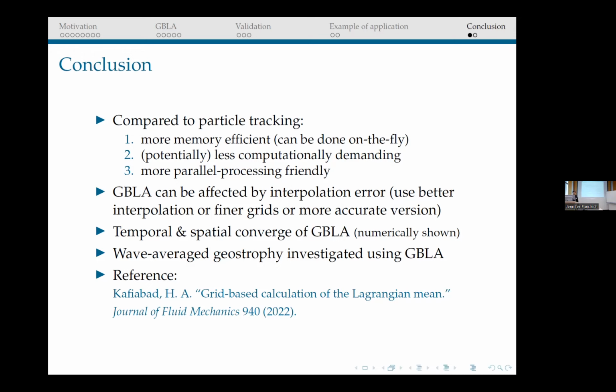And as an application, I showed wave geostrophic balance. I investigated wave-averaged geostrophic balance with this method. If you want to read more about this method, you can go to this paper that is recently published.